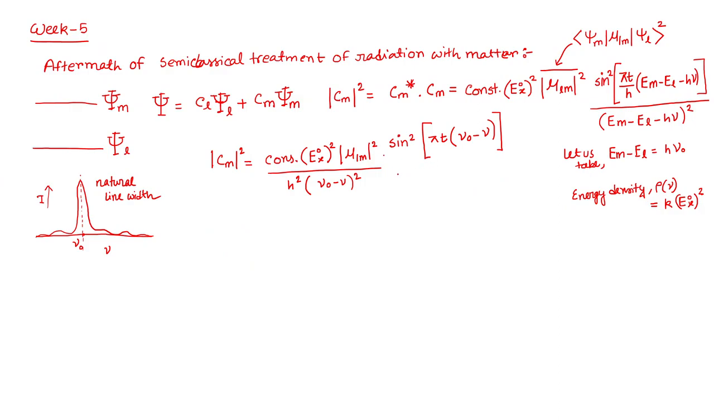Okay, so this is like this, and this is the nu zero. Now, let us convert it to something. Suppose we think about how this CM square is going to behave.